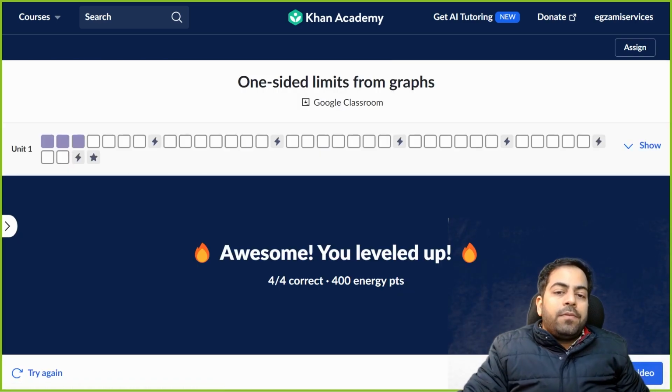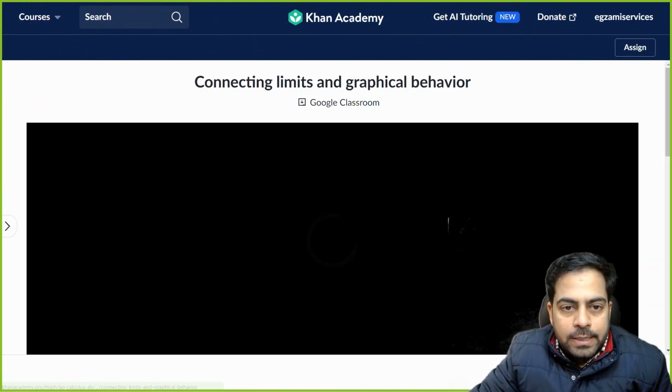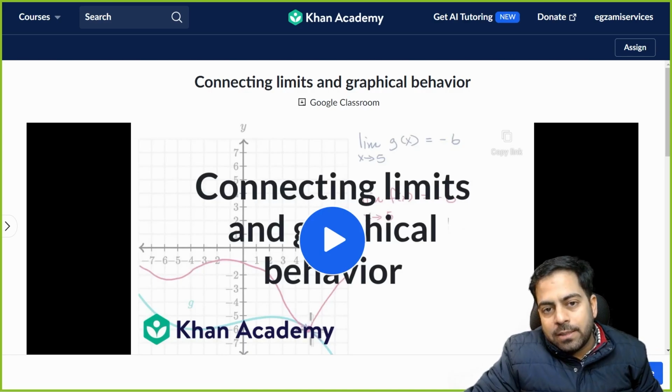So that completes our finding one-sided limits from graphs. Now next is connecting limits and graphical behavior. Let's keep that for the second lesson.